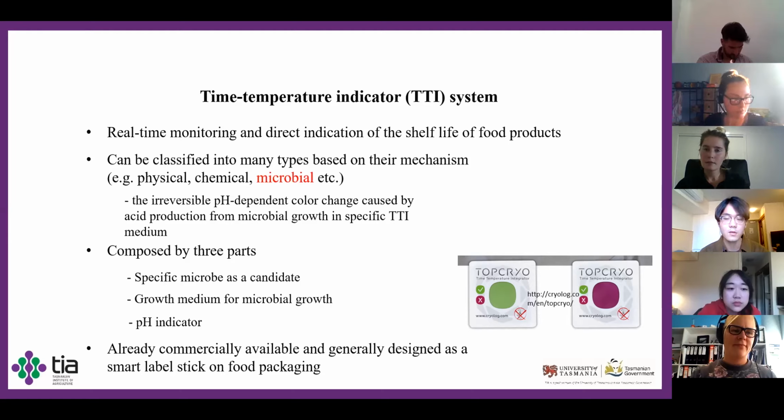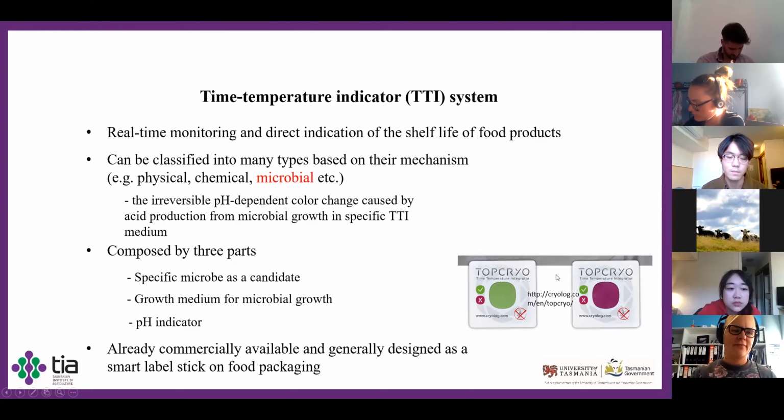The picture on the right-hand side is an example of a commercial microbial TTI, and this product is designed for ready-to-eat food. The color change from green to purple gives a good indication.